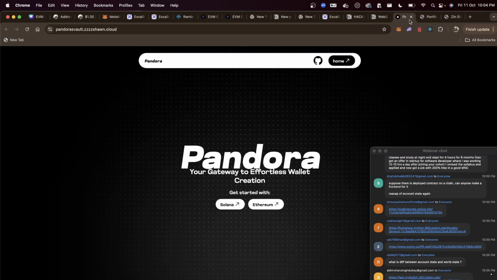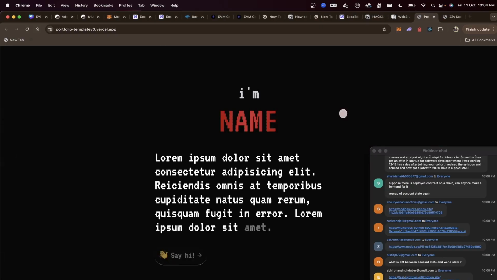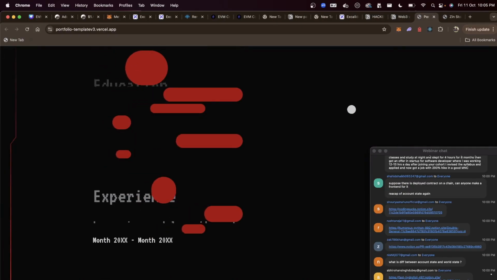Looks nice. Looks like a copy. A lot of people use this template. Interesting. Don't hate it.